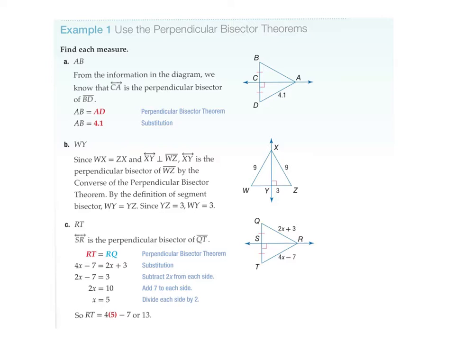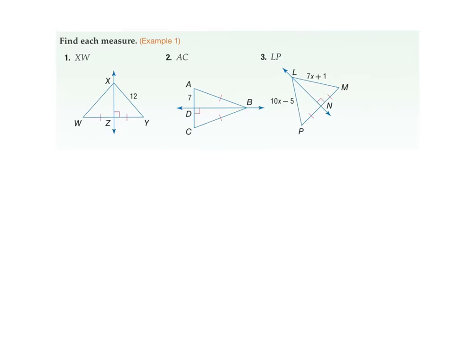Okay, and this is basic work from, for example, one. All it's asking you to find in this case is AB, which is this guy. Well, if AC, which is a reflective property, is a perpendicular bisector, then this must also be the same as this side, and that's why that is 4.1. Okay. So now you've done your example. Now let's have a look at what you've got.